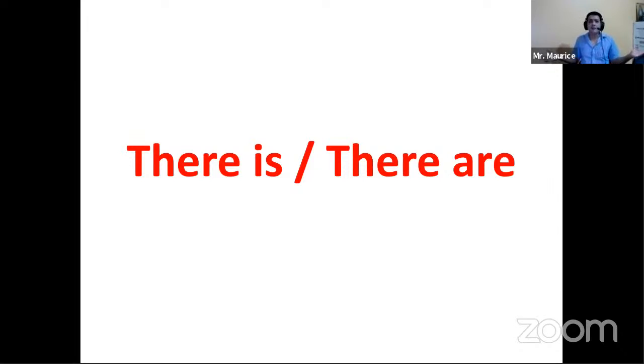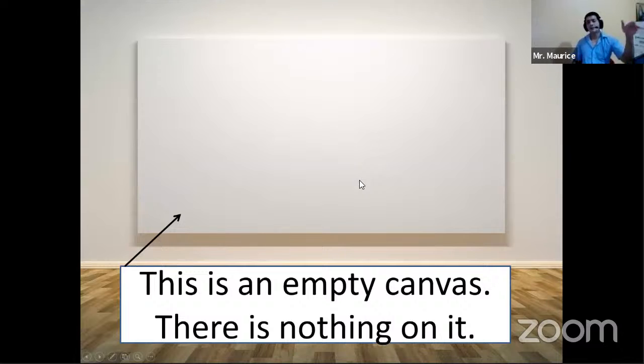The difference, well, it's pretty simple. There is for singular and there are is for plural. Take a look. Look, this is a canvas. Canvas significa lienzo. It's a canvas. There is an empty canvas. There is nothing on it. No hay nada ahí. There's nothing on it.